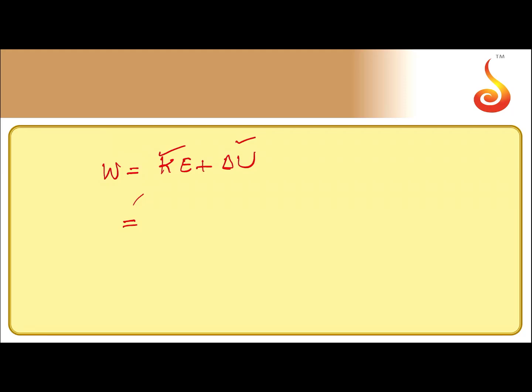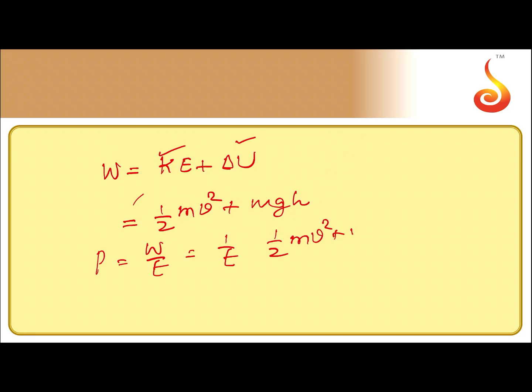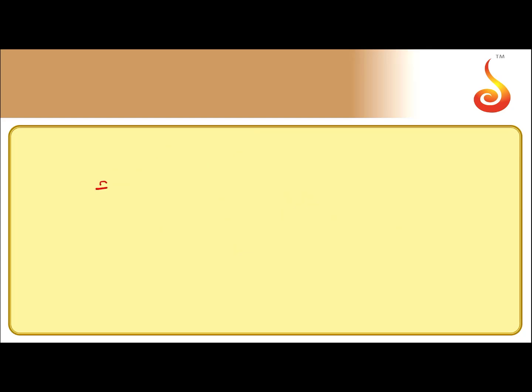What is that kinetic energy? It is half mv square. And this is mg into h. And power delivered is work done divided by time. So, I am going to write 1 by t, half mv square plus mg h. We can simplify it further. This becomes m, I can take t outside, we are left with v square by 2 plus gh.